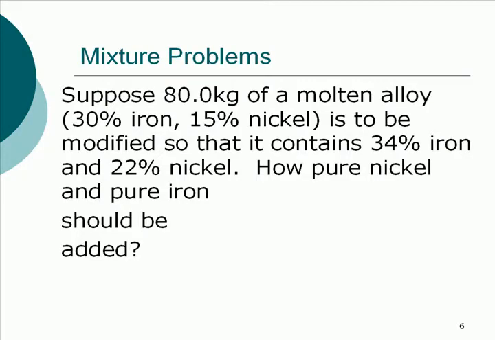You're going to take 80 kilograms of molten alloy, so be careful. That molten alloy is 30% iron, 15% nickel. You want to change that so that it will contain 34% iron and 22% nickel. You want to increase the content of each. And you're going to do that by adding pure iron and pure nickel. And the question is, how much do you have to add? How much of each one?